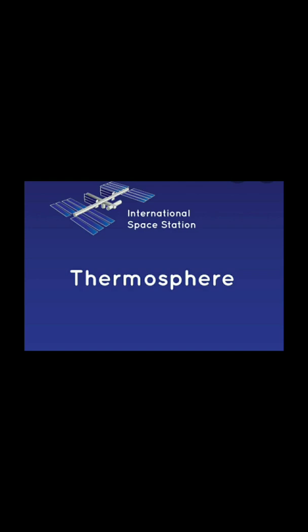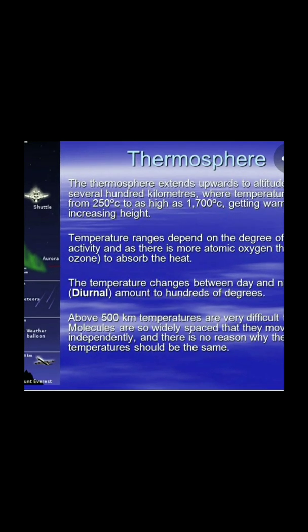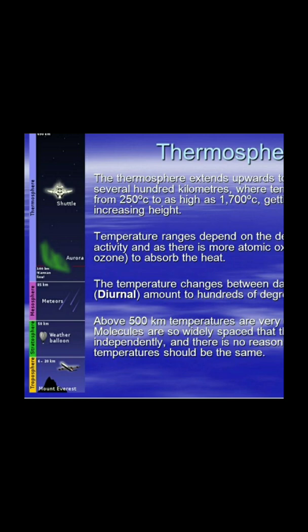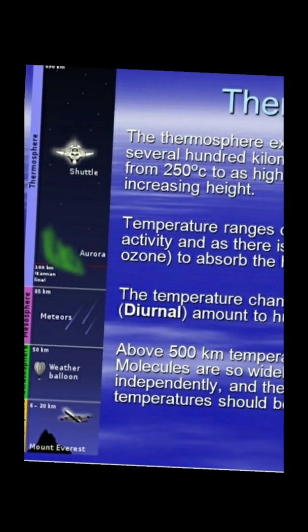Here the thermosphere extends upwards to altitudes of several hundred kilometers, where temperature ranges from 250 degrees Celsius to as high as 1700 degrees Celsius, getting warmer with increasing height. Temperature ranges depend on the degree of solar activity, and as there is more atomic oxygen, like ozone, to absorb the heat, it also absorbs the heat. All these kinds of shuttles, as you can see in this image of the thermosphere, are located here.